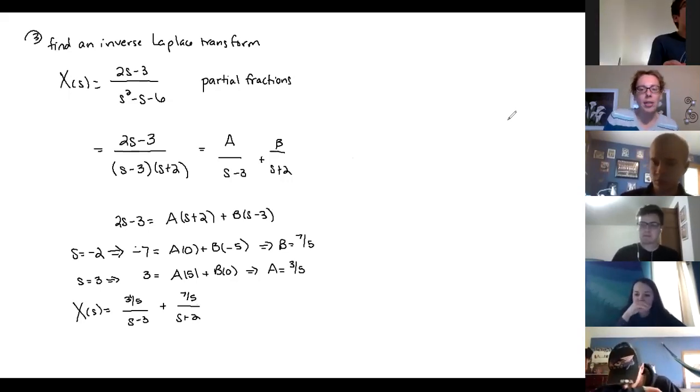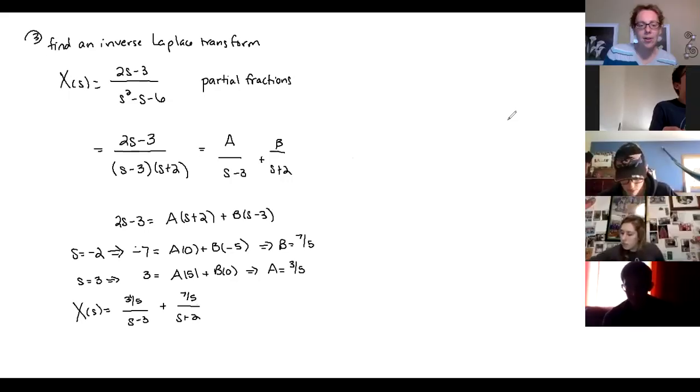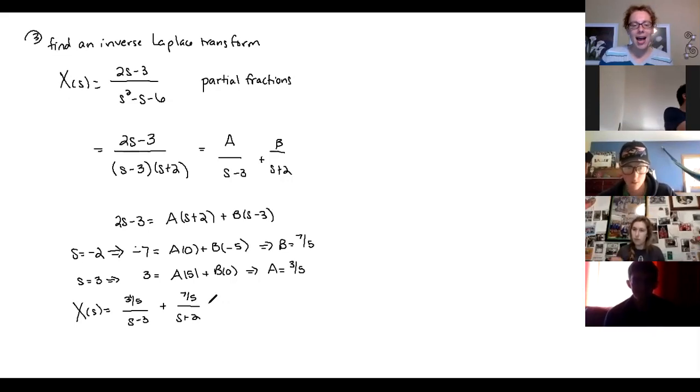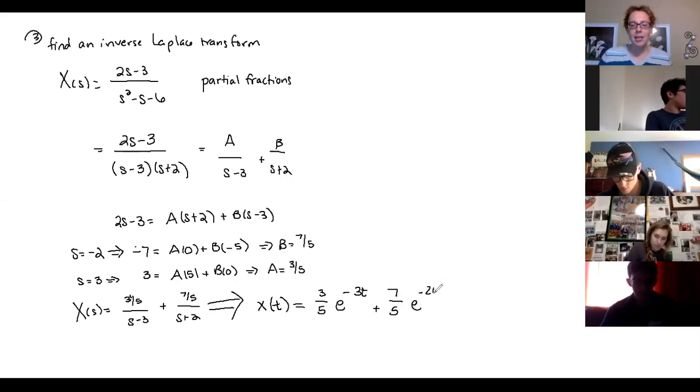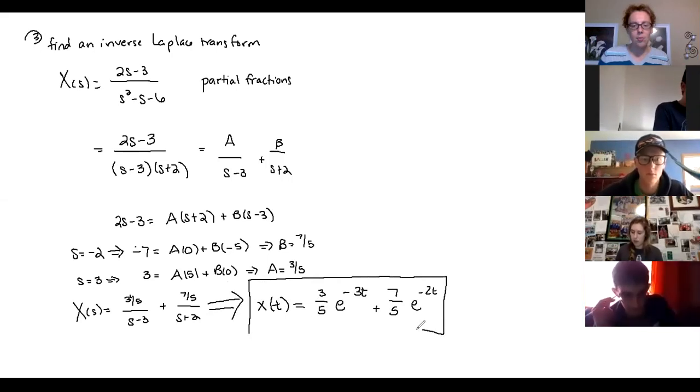Cool. So here is where I'm going to end. Don't put equals. This is not equal to little x of t. An arrow is fine and equals is not. Little x of t is then 3/5 e to the negative 3t plus 7/5 e to the negative 2t. And that is my answer. Let's see if I can do better at boxing it. Ooh, getting better at drawing boxes. There you go.